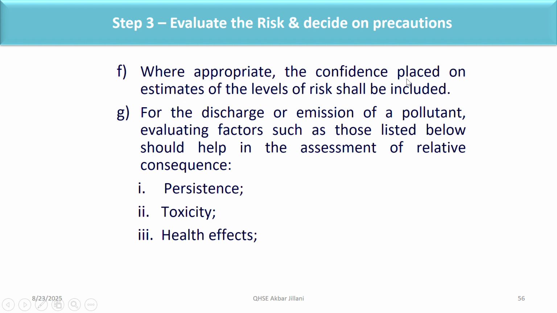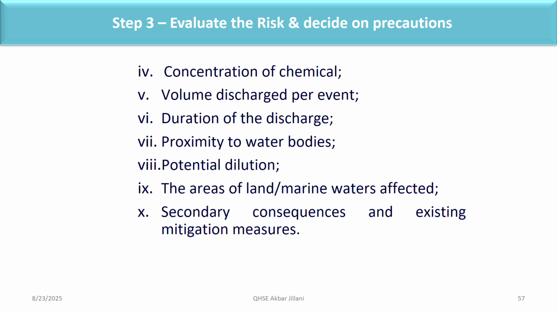Now, where appropriate, the confidence placed on estimates of the level of risk shall be included. For the discharge or emission of a pollutant, evaluating factors such as those listed below should help in the assessment of relative consequences: persistence, toxicity, health effect, how they will affect health, the hazards, concentration of chemical, volume discharged per event, proximity to water bodies, potential dilution, secondary consequences.